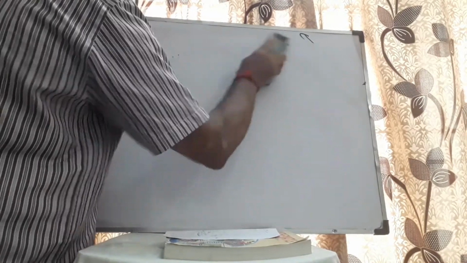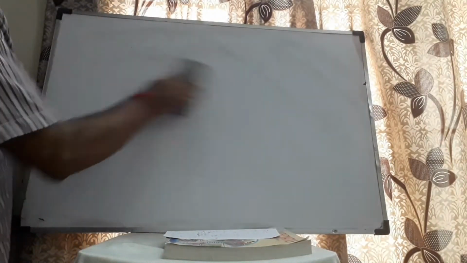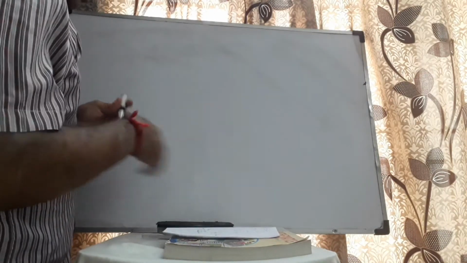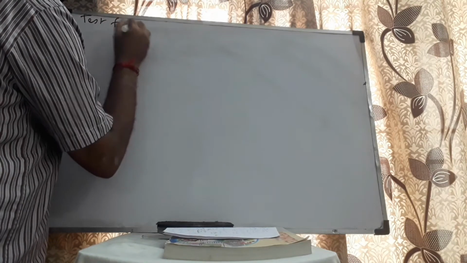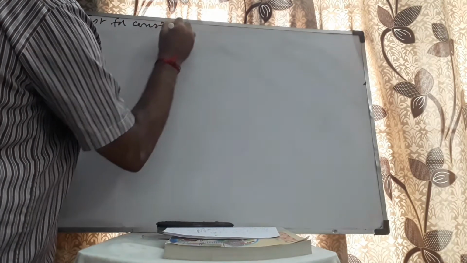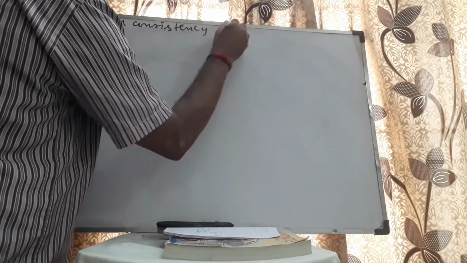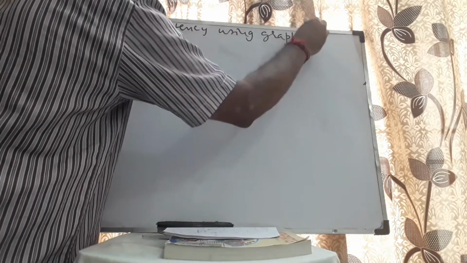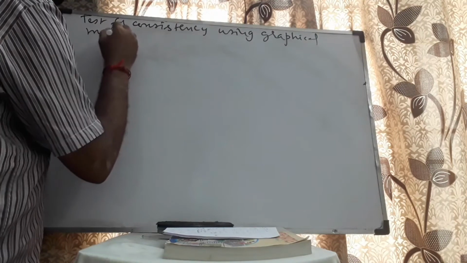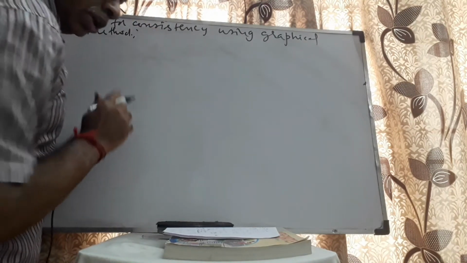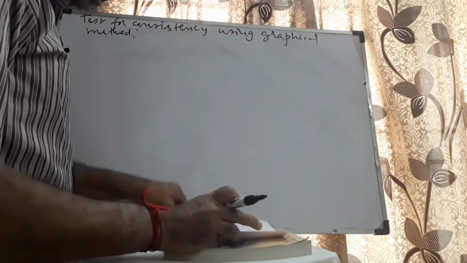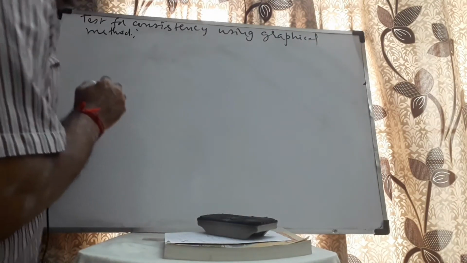This particular thing will be explained by taking particular examples. We call it the test for consistency using the graphical method. Okay, let me take an example. Here I took an example by myself. I'll just explain.